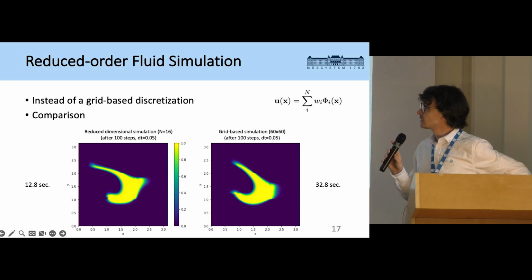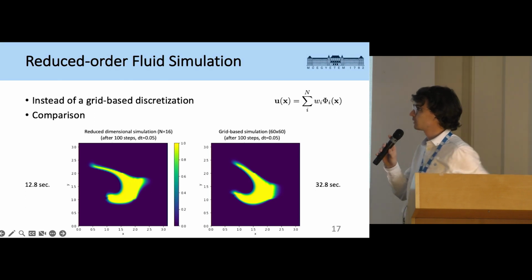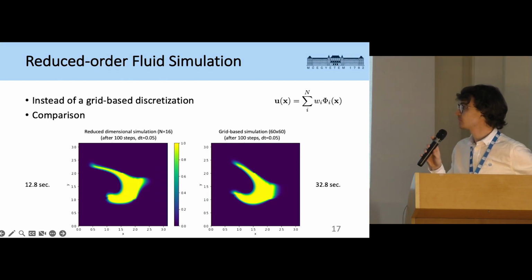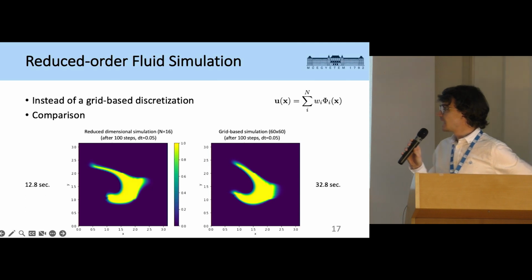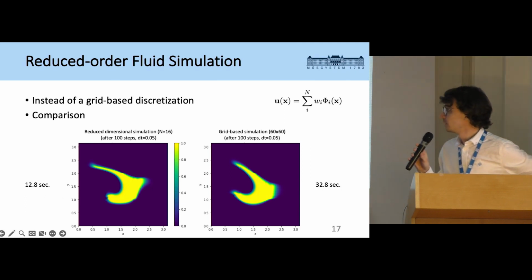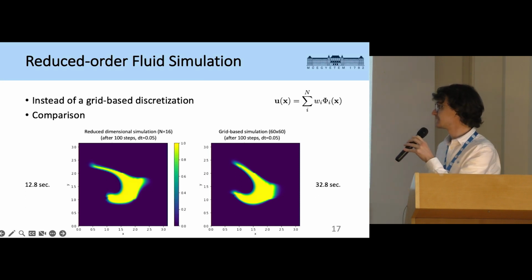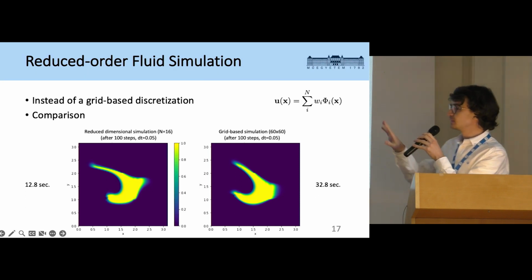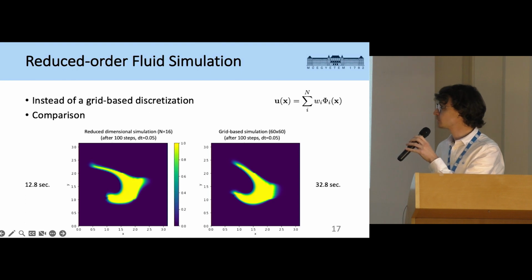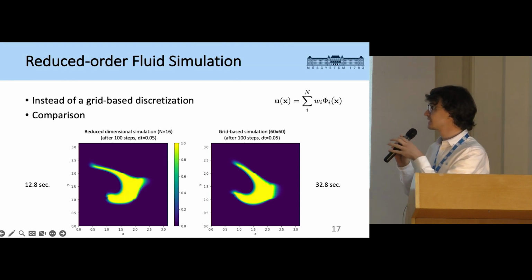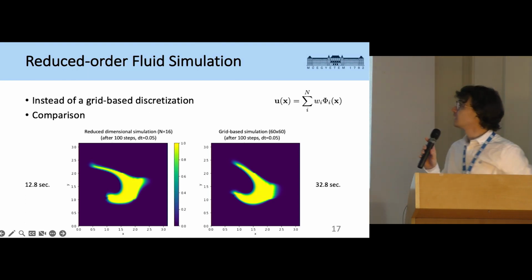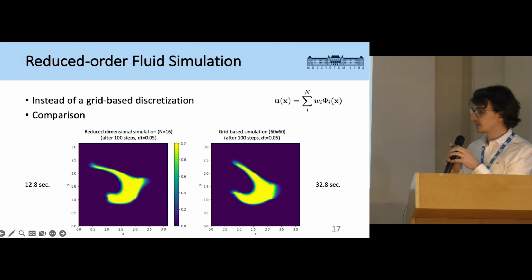And in the reduced dimensional simulation, for this example, I used 16 base coefficients. And here we can see that it almost ran 3 times as fast in this extremely simplistic comparison. But the important thing to note is that we kept track of our simulation using only 16 numbers in the case of our reduced dimensional simulation.